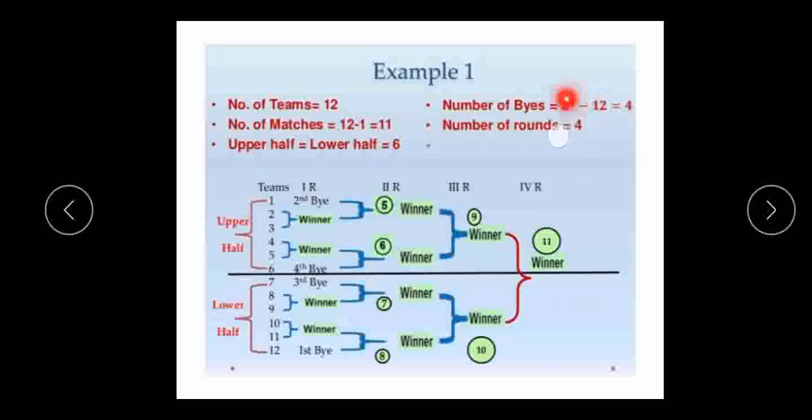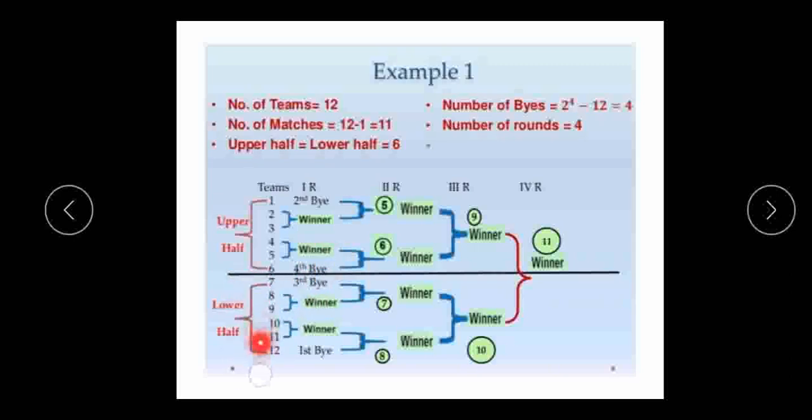Number of rounds? 2 to the power of 4, so this 4 is the number of rounds. 4 rounds are there. Clear? The first lower half is 6, so 1 2 3 4 5 6. After that, lower and upper half both are 6 and 6, and divide them, draw one line in the center. Clear? After that, upside is the upper half and downside is the lower half. The first bye is given to the lower half first team. The second bye is given to the upper half first team.